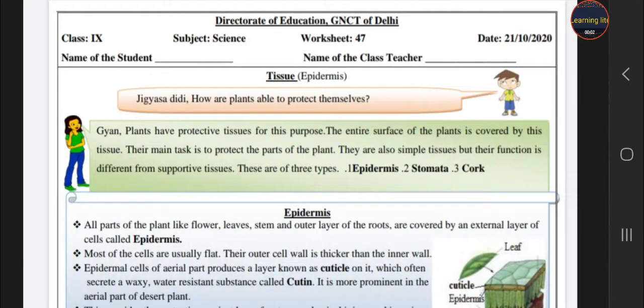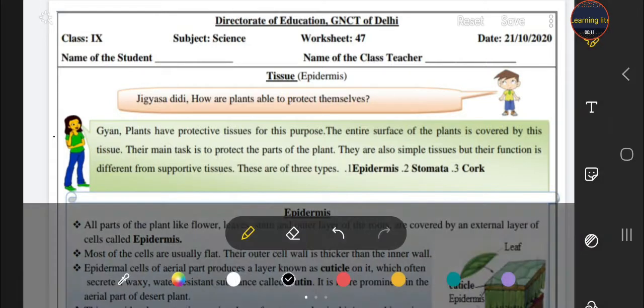Hello students, today we are here with our worksheet number 47 from the Directorate of Education, class 9, subject science, and today we learn about the epidermis.